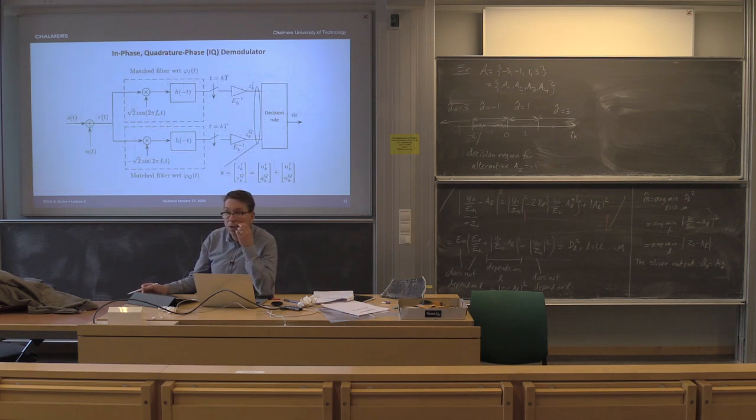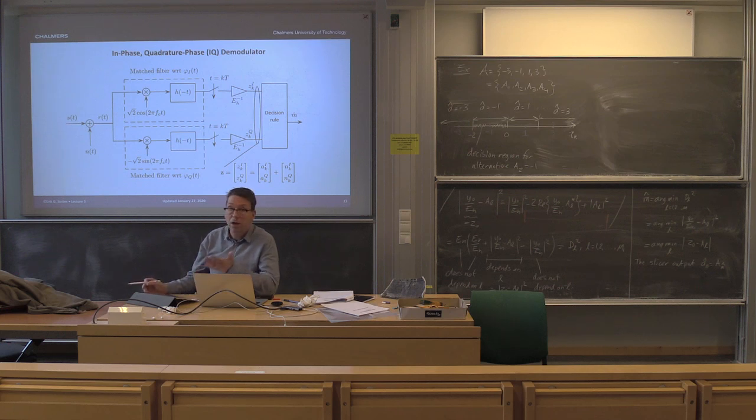And then a matched filter or minimum distance receiver for this looks something like this. We have the transmitted signal plus some noise. This is the received signal. And then we basically have something which is matched to the cosine carrier and something which is matched to the sine carrier. And then there is no crosstalk between these two things.